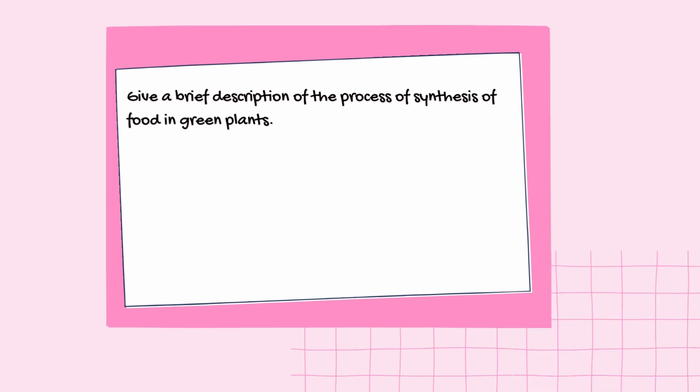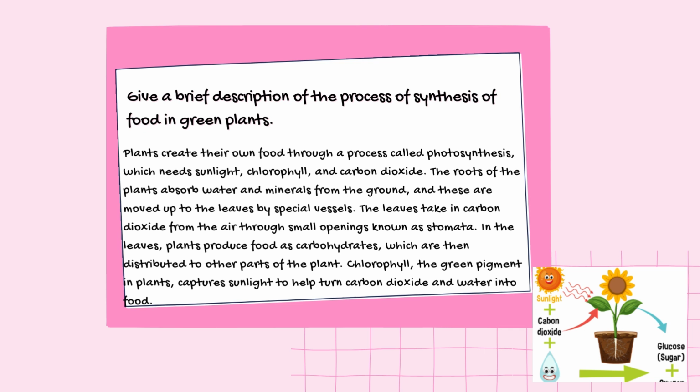Fourth question: give a brief description of the process of synthesis of food in green plants. Plants create their own food through a process called photosynthesis, which needs sunlight, chlorophyll, and carbon dioxide. The roots of the plants absorb water and minerals from the ground, and these are moved up to the leaves by special vessels. The leaves take in carbon dioxide from the air through small openings known as stomata.